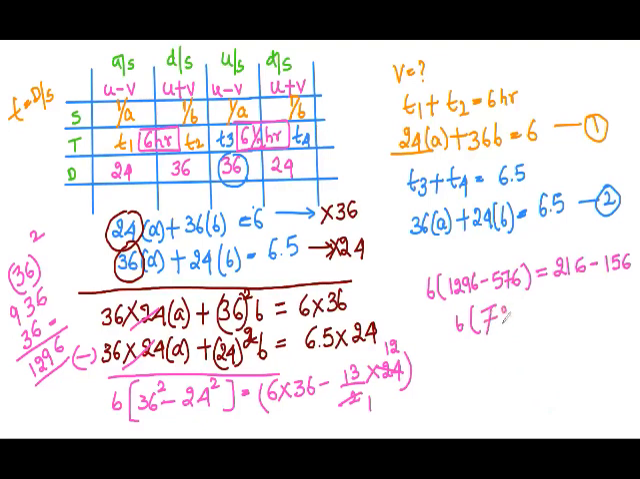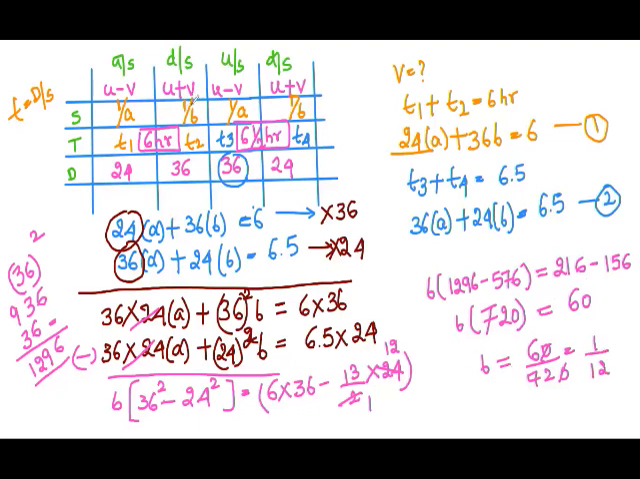So 720. Which is equal to 116 minus 156. So you will get 60. Therefore, B is equal to 60 by 720. The zeros cancel. 7 ones are 7, 6 ones are 6. So you are getting B is equal to 1 by 12.